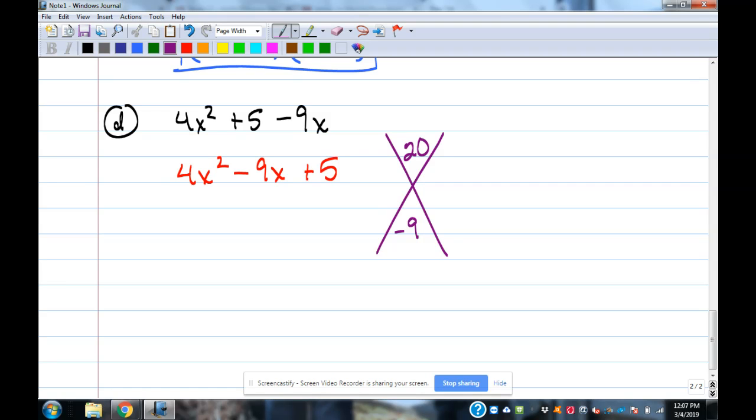To multiply to be a positive and add to be a negative, we know they both have to be negatives, right? So negative 5 times negative 4 is positive 20. Negative 5 plus negative 4 is negative 9 when you add them. So negative 4 and negative 5 are the right numbers. So negative 4, negative 5.